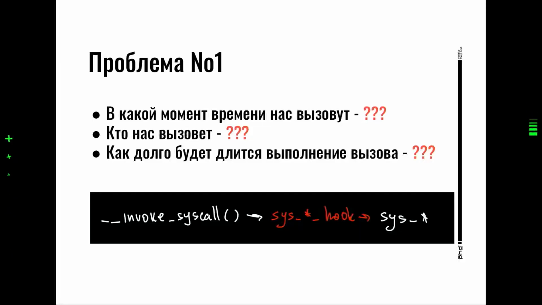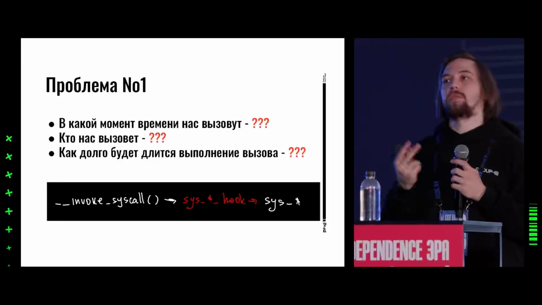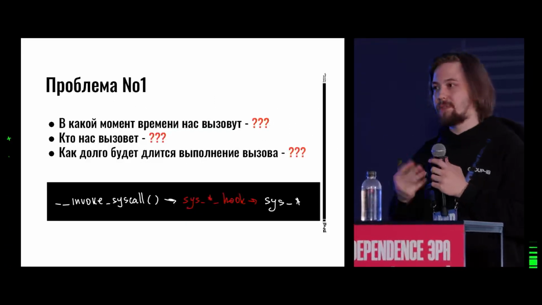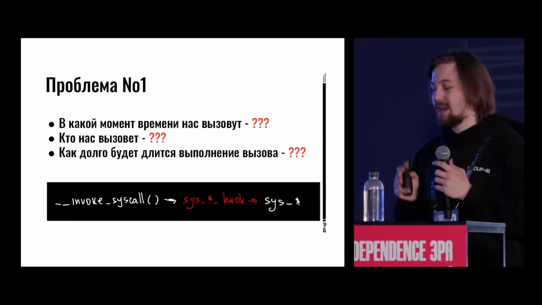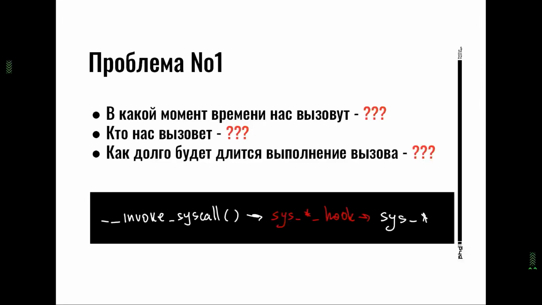Okay, the issue. Number one, we don't know the context. So when our hook is called, it is called just like a syscall. So we don't know who called it, why they called it, when they are going to call, whether they are going to do it, and whether they have really called it. We will talk about it later. It looks like that. So this is a real frame.